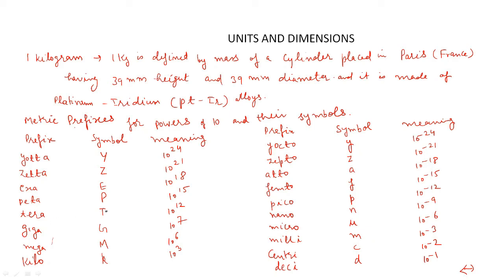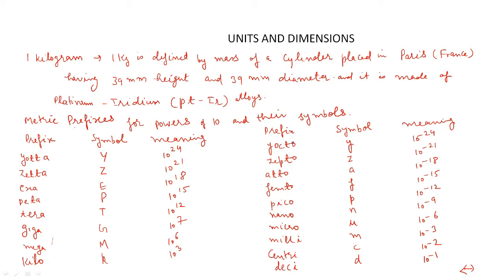Then tera, it is represented by capital T and it is equal to 10 to the power 12. Then giga, it is represented by capital G and it is equal to 10 to the power 9. Then mega, it is represented by capital M and it is equal to 10 to the power 6. Then kilo, it is represented by small k and it is equal to 10 to the power 3. Then there is hecto, it is represented by small h and it is equal to 10 to the power 2. Then there is deca, it is represented by da and it is equal to 10.